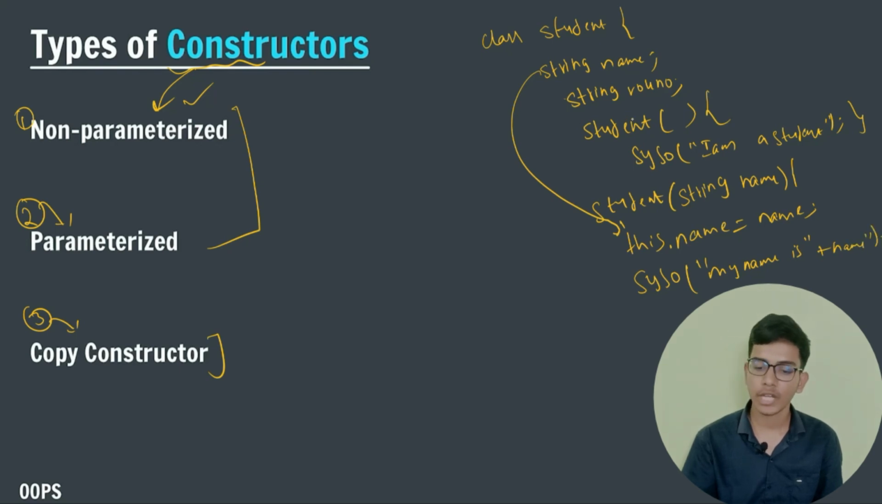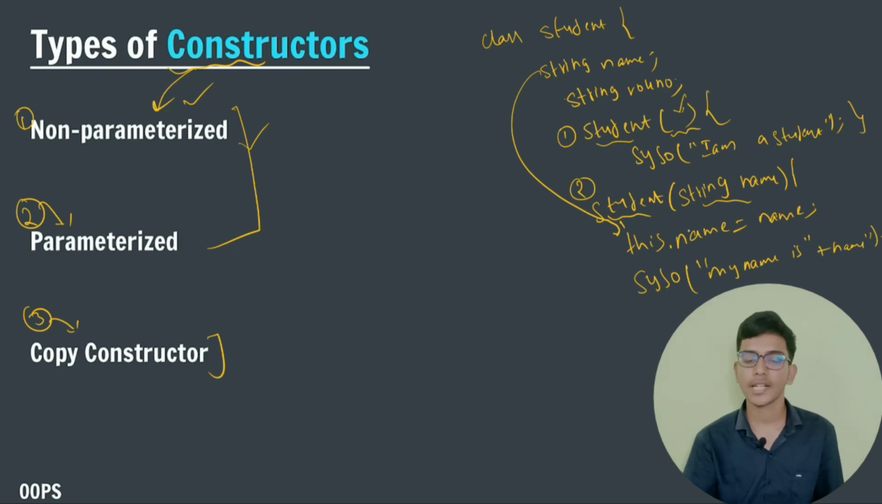So you can see that we have created two constructors here. This is my first constructor and this is my second constructor. You can see that in the first constructor we haven't given any parameter. This thing is known as a non-parameterized constructor, and in the second one we have given the input, that is our parameter. So this thing is known as a with-parameter constructor.